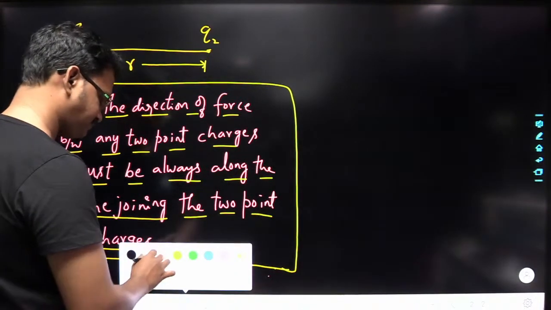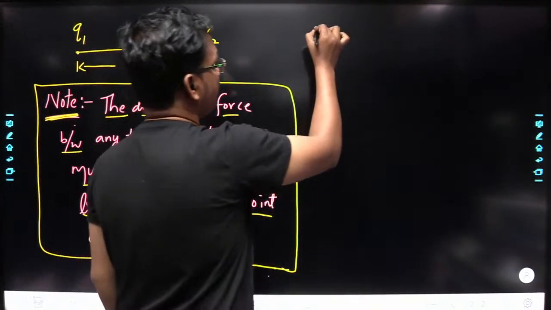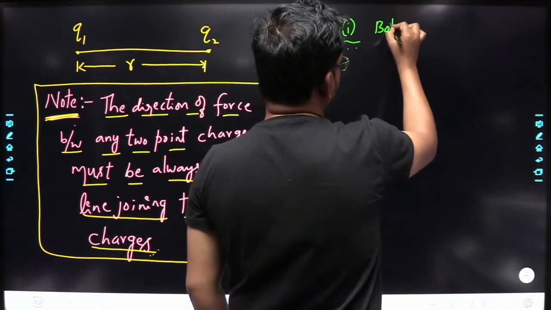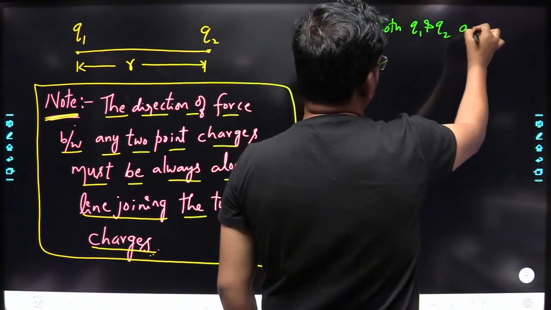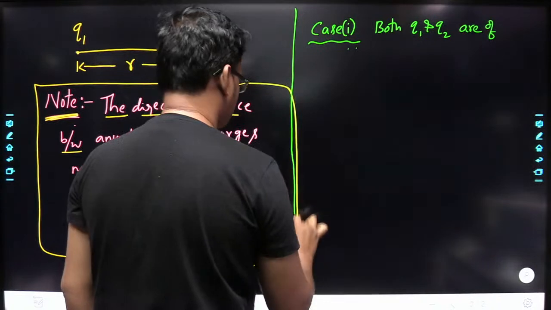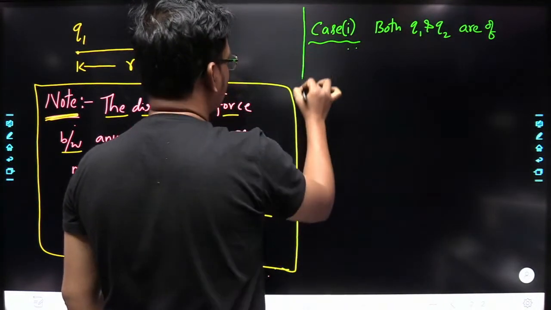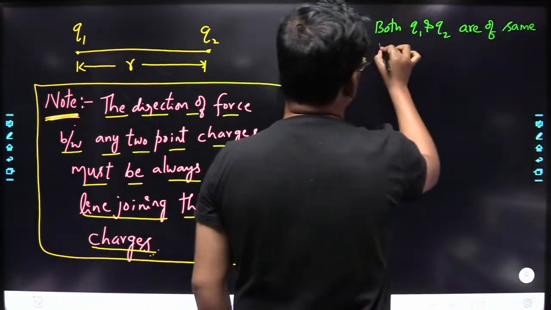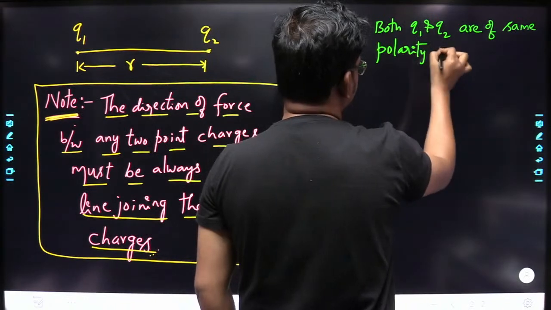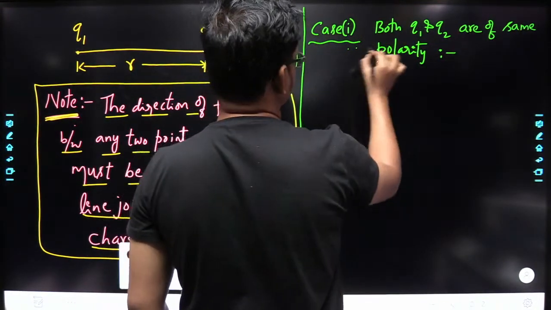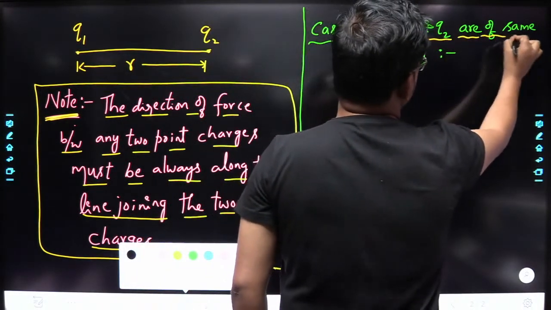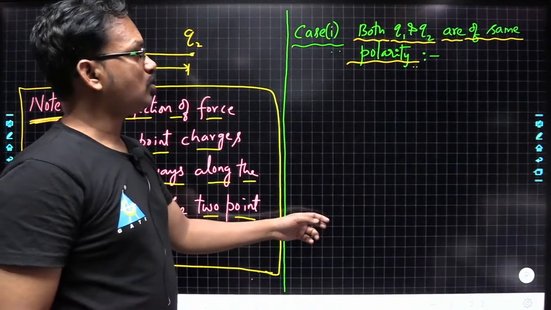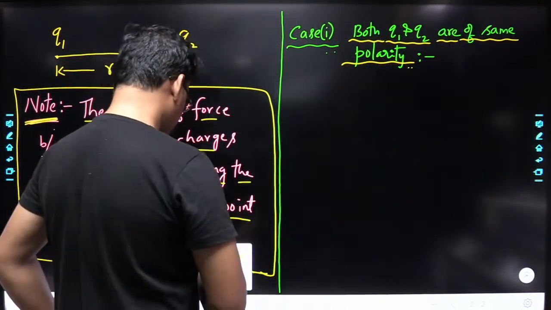Now I am taking case 1. In case 1, I am considering both Q1 and Q2 to be of the same polarity. So in this case, how do we write the direction and magnitude?